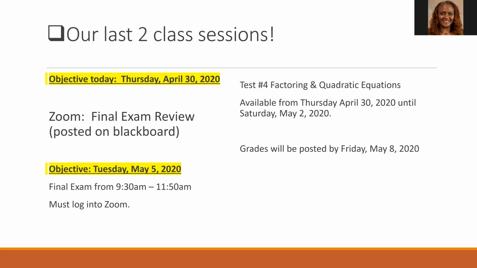The last test, on factoring quadratic equations, is going to be available today, and it will end on Saturday. So you will have at least Sunday and Monday to just really focus on the final exam. And the final grades will be posted on Friday, May 8th. And that's when you can probably log into our link and look at your academic profile evaluation. As you finish your last exam, I will be updating those grades in Blackboard as well.